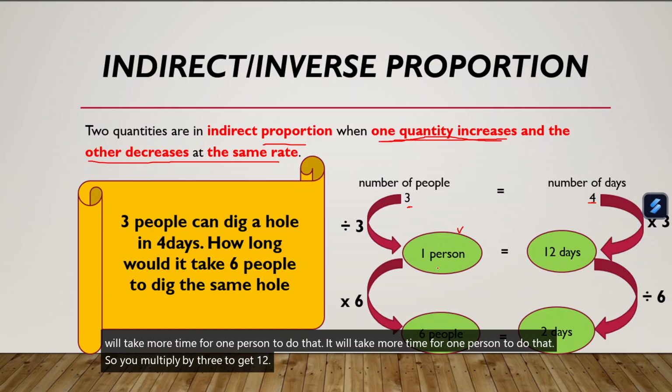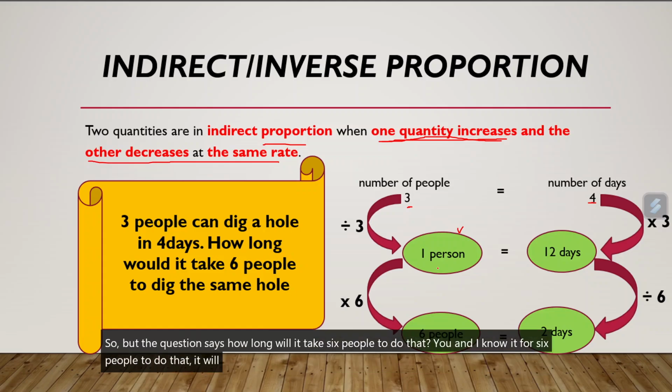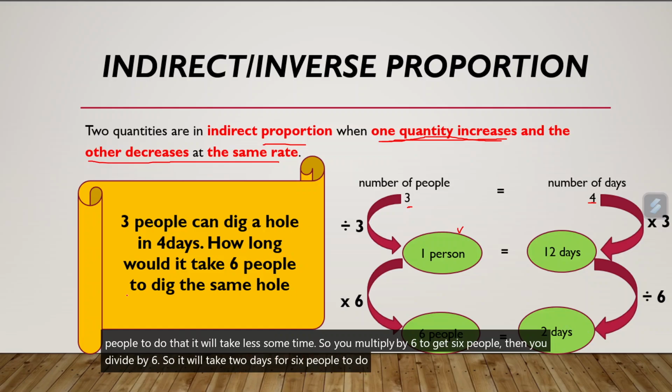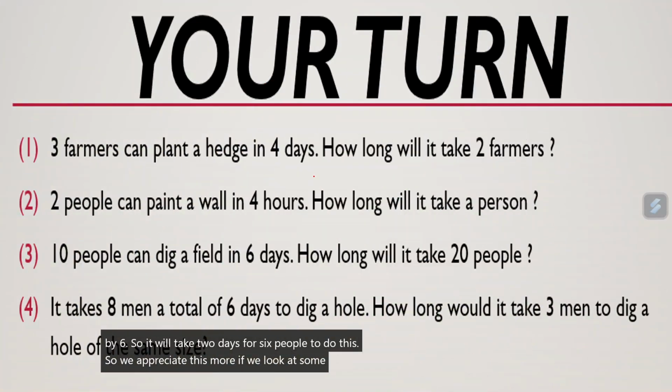But the question says, how long will it take 6 people to do that? You and I know for 6 people to do that, it will take less time. So you multiply by 6 to get 6 people, then you divide by 6. So it will take 2 days for 6 people to do this. We'll appreciate this more if we look at some questions.